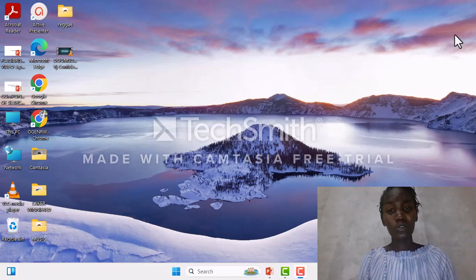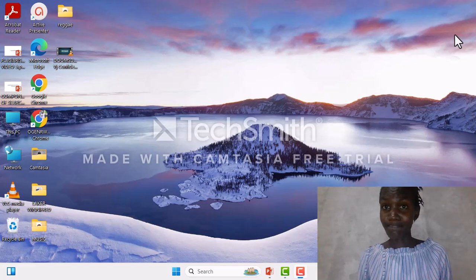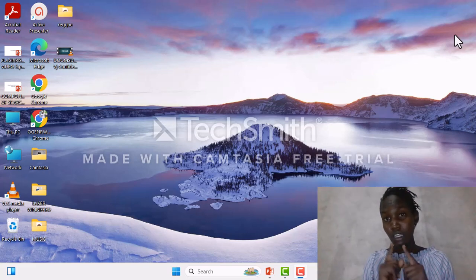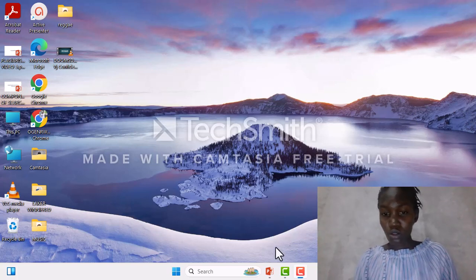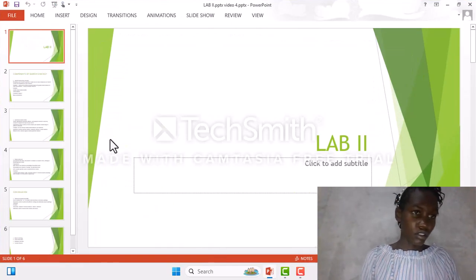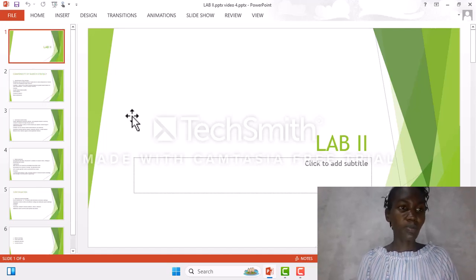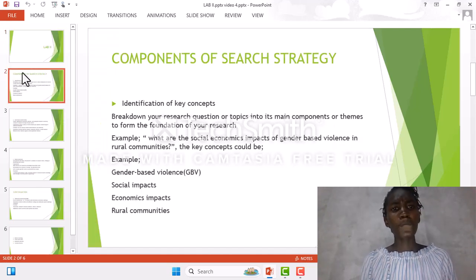For now, I'm taking you through lab 2 of the components of search strategy. The other one was lab 1 of the same thing, components of search strategy. Here we go. As you can see, that is our lab 2. Here again, we talk about the same thing, but we elaborate more. Still on identification of key concepts.